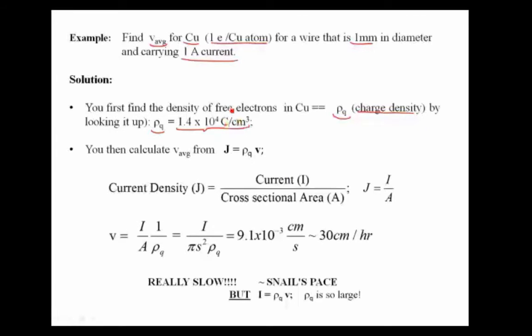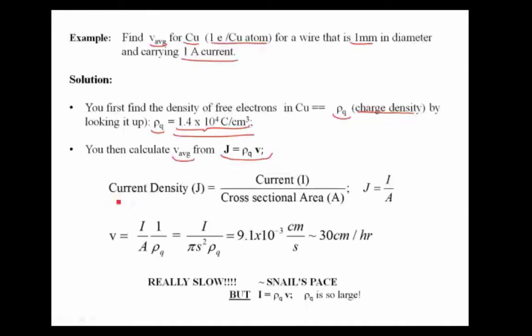So just one more time. This is 1 electron per copper atom. We know the charge density right here. We can find that by taking the number of copper atoms per unit volume and multiplying by the charge on the electron. And so that gives us this quantity here. Now we can calculate the V average or V drift from the relationship between J and the velocity, where the multiplier is the charge density.